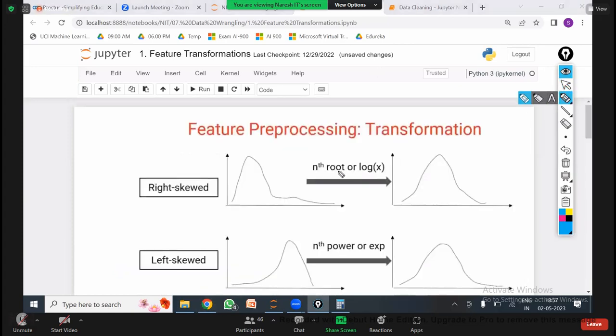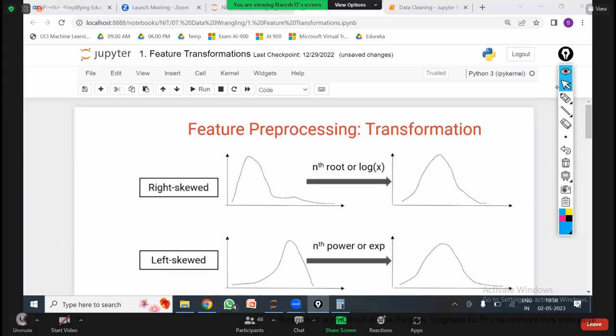If there is a best option, if nth root is always the best, then I need not write this or explain it. If this is the best option, I need not explain the second one. Directly I can say nth power or nth root. So there is no concept called best. As per the data, it changes.